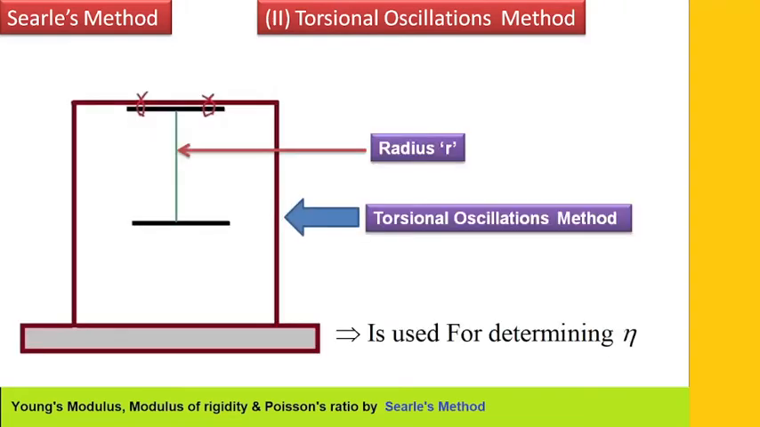In this case, one of the bars, bar 2, is free to oscillate while the other bar is tied with threads to the fixed support in this manner, and this is the wire of the material of which we have to find the modulus of rigidity. So the radius of the wire, small r, is to be measured. This whole method for determining the modulus of rigidity is called the torsional oscillations method. It was devised by the scientist Searle, and that is why it is called Searle's method.